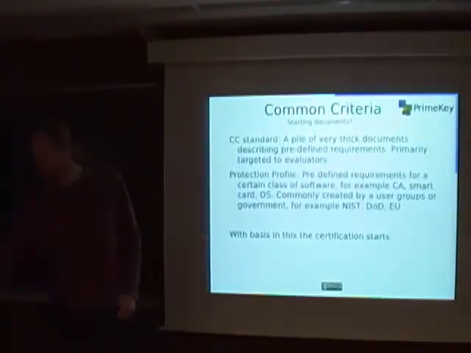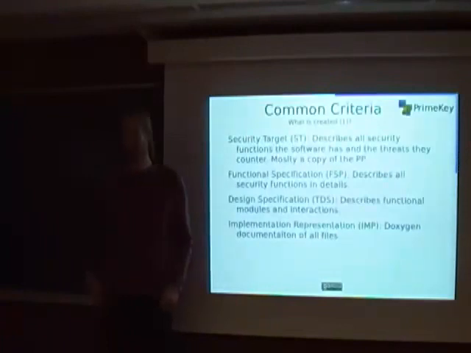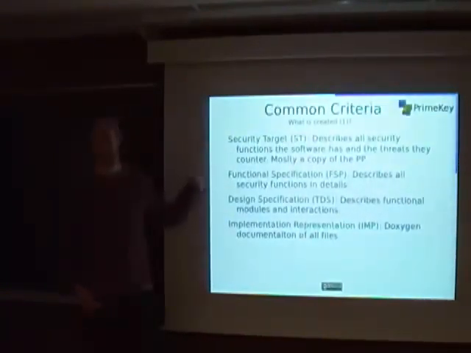And then you have to start to create a lot of things. So this is what we have to create as the developer. Well, as you see, this is only page 1 of the list of what you have to create. First, you have to create the security target. The security target describes all the security functions that your software has and the threats that these security functions are meant to counter. I mean, there's no point in having a security function if it doesn't correspond to some threat that you want to counter. So, luckily, if you have a protection profile, this is actually mostly a copy of the protection profile. So this one, you're lucky.